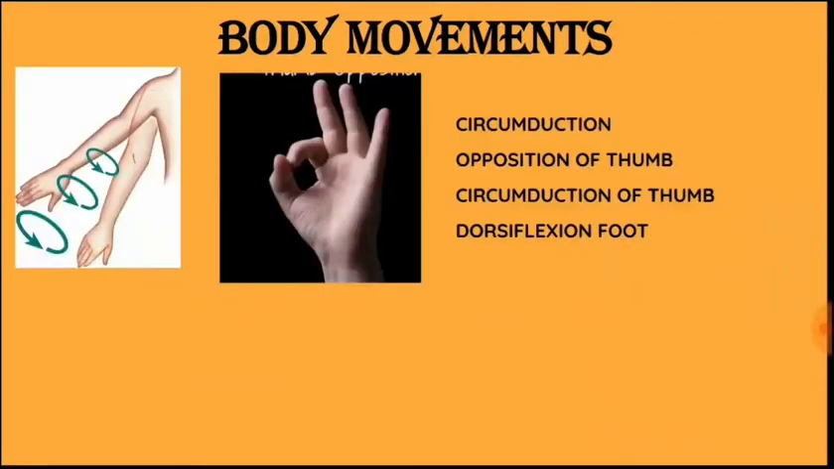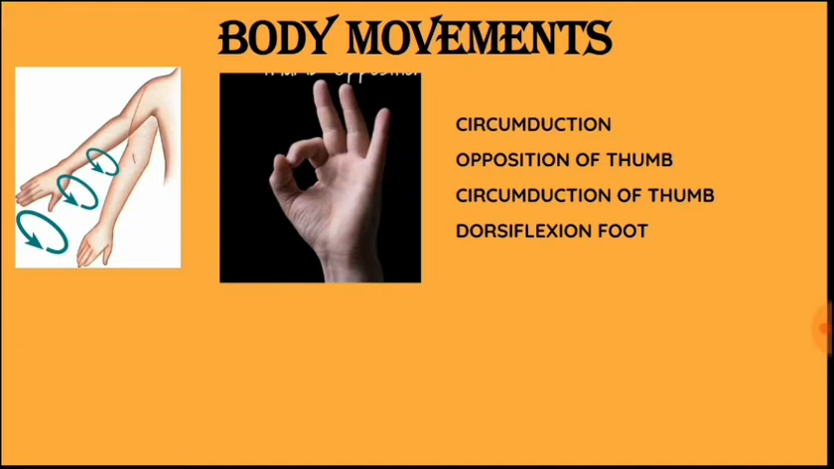We'll just move on to the next body movement, which is circumduction. Circumduction is moving your arm in circular form, that is called as circumduction. So opposition of thumb. So when you see your fingers, your thumb can oppositely touch each and every finger. It can touch the forefinger, the middle finger, the ring finger, and the little finger. So that is called opposition of thumb. Circumduction of thumb is you can rotate your thumb. That is called as circumduction of thumb.